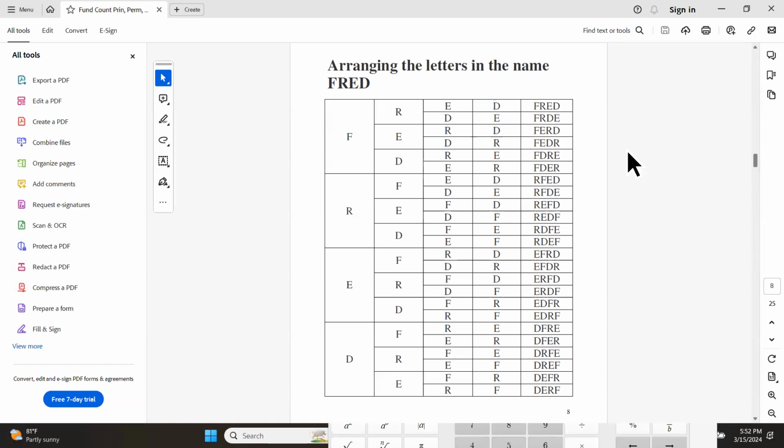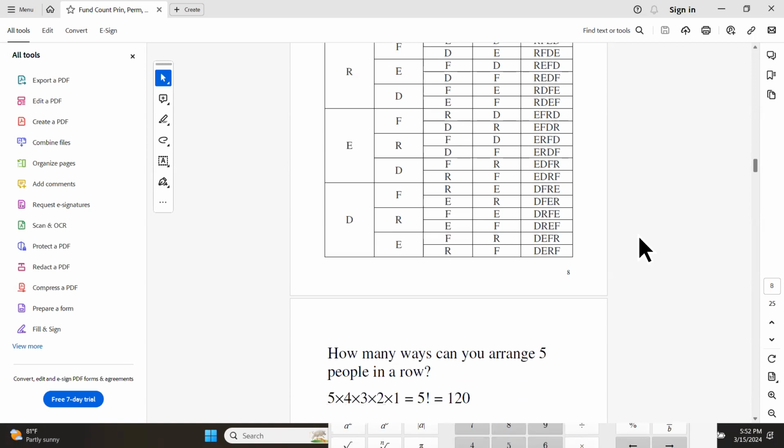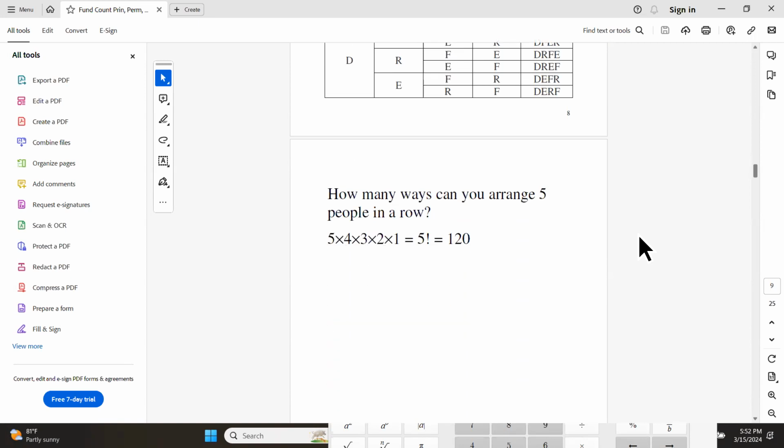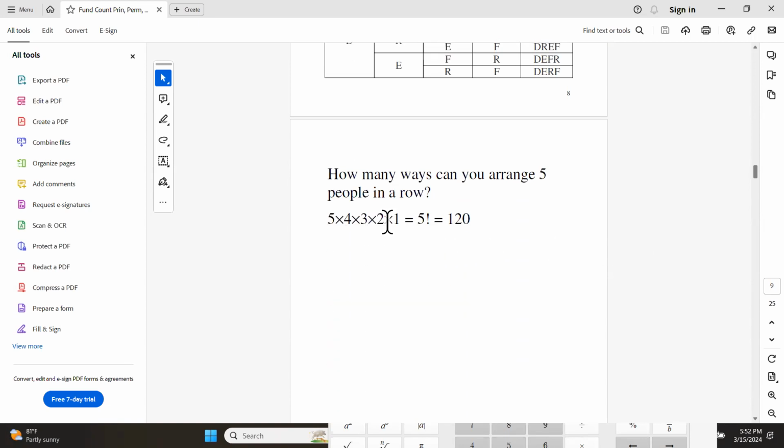Okay. So if you have to list all the possible outcomes, you have to use a tree diagram. If you just want to know how many ways it can be done, you can use the fundamental counting principle. All right. So how many different ways can you arrange five people in a row?